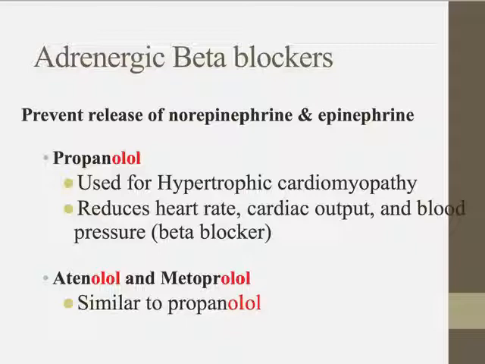And propranolol is used for hypertrophic cardiomyopathy. It reduces heart rate, cardiac output, and blood pressure, and that's where it gets the name beta blocker. It does undergo an extensive first-pass effect through the liver, so we need to keep that in mind when we are using it. It can potentiate bronchospasms, and it can increase the peripheral vascular resistance. So we don't want to use these drugs in animals that have chronic lower airway disease, diabetes mellitus, or hyperkalemia.